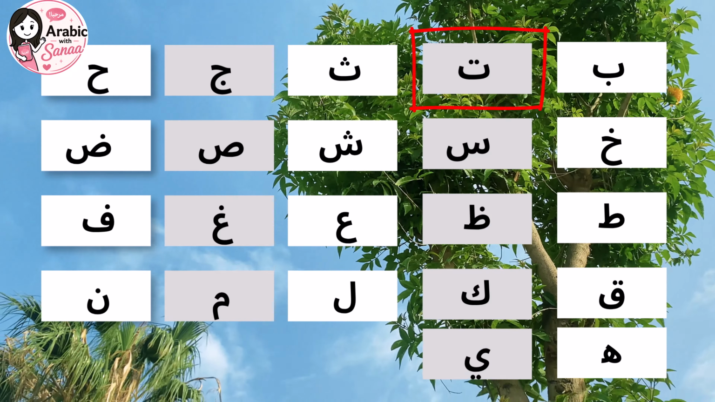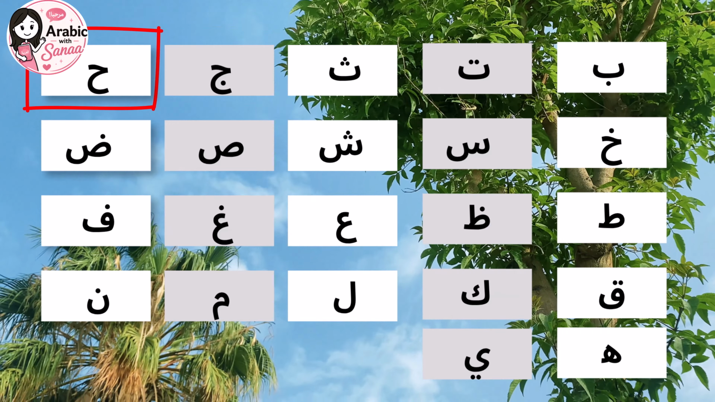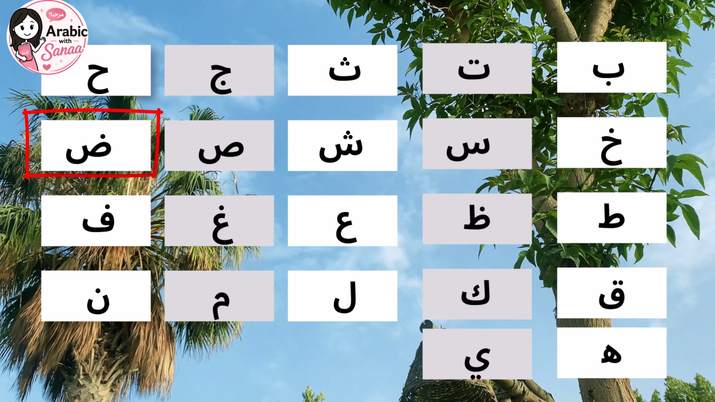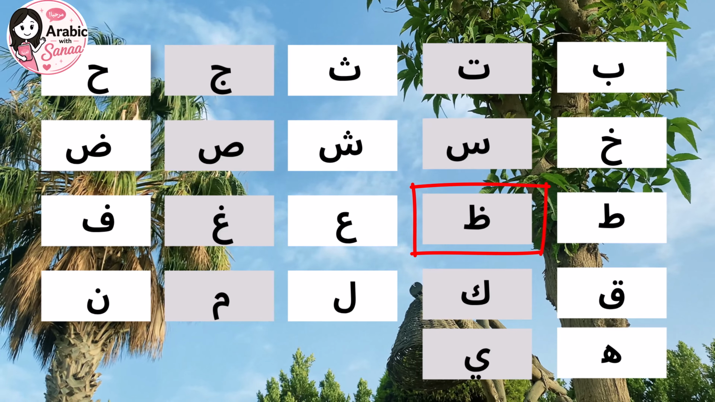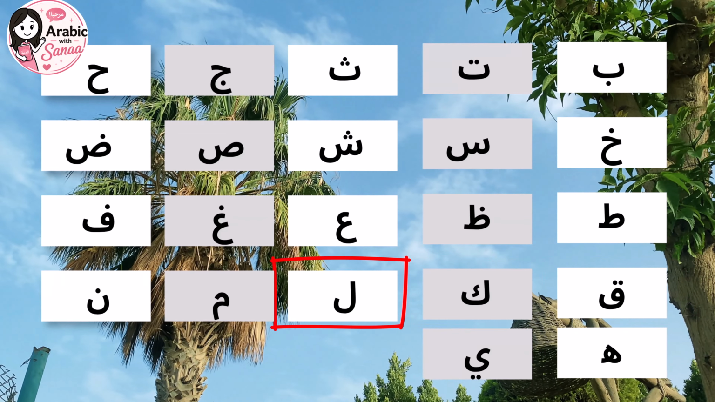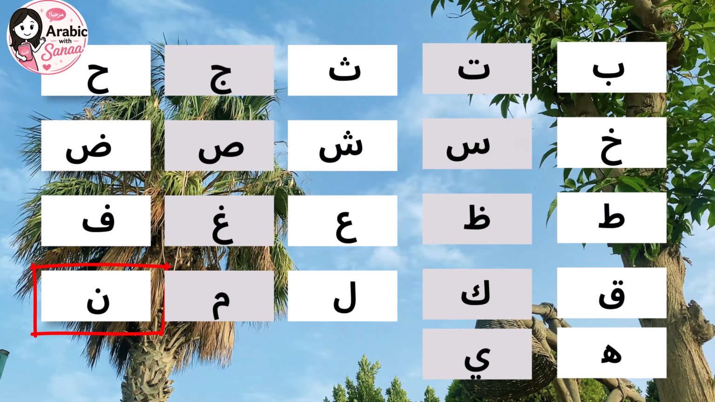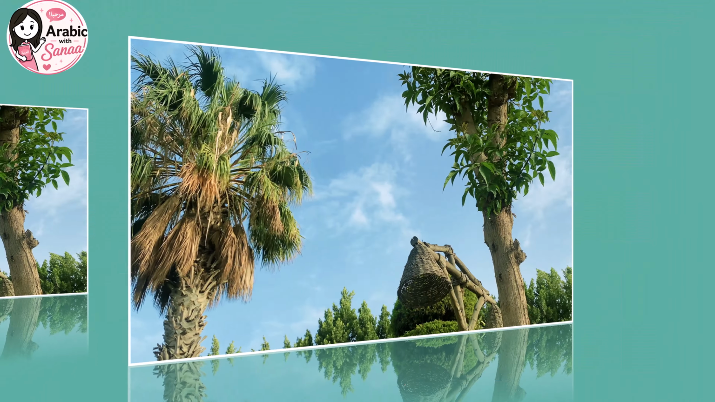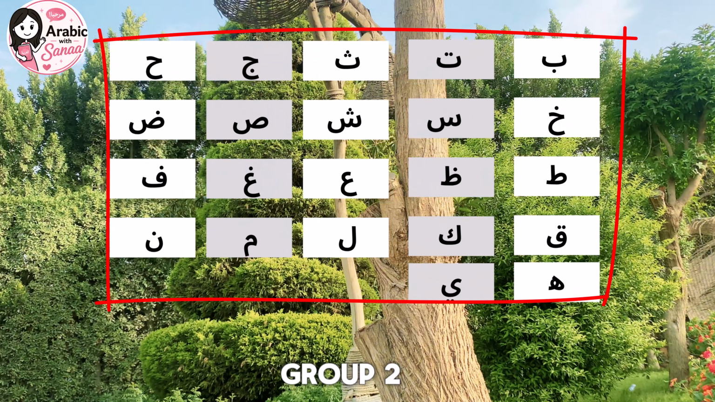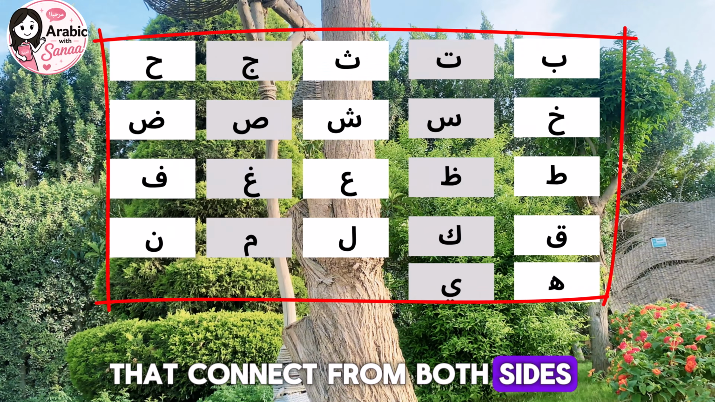Ba, Ta, Tha, Jim, Ha, Kha, Sin, Shin, Sad, Dad, Ta, Za, Ain, Ghain, Fa, Qaf, Kaf, Lam, Mim, Noon, Ha, Ya. Let's go. We will start with group 2, the letters that connect from both sides.